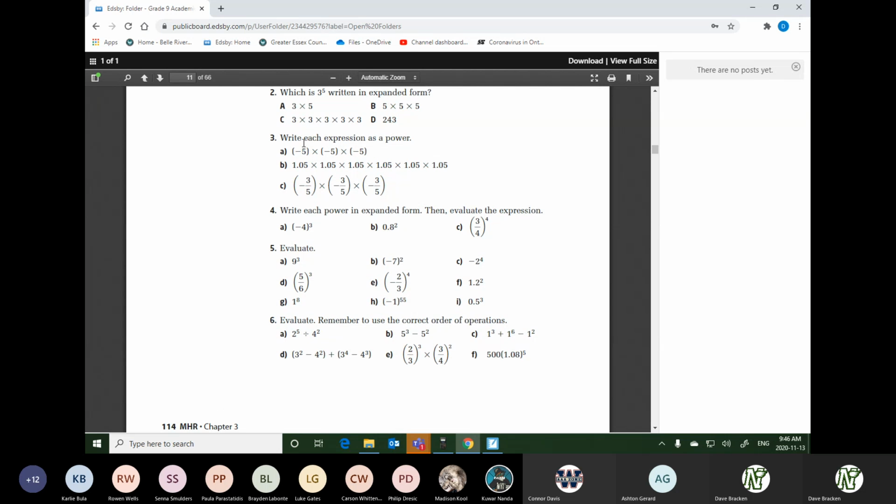You can write an expression as a power, so you can write each of these as a power. In 4, you can write them in expanded form. And then 5, 6, 7, 8, 9, 10, you have some evaluations to do just like in our notes, okay?